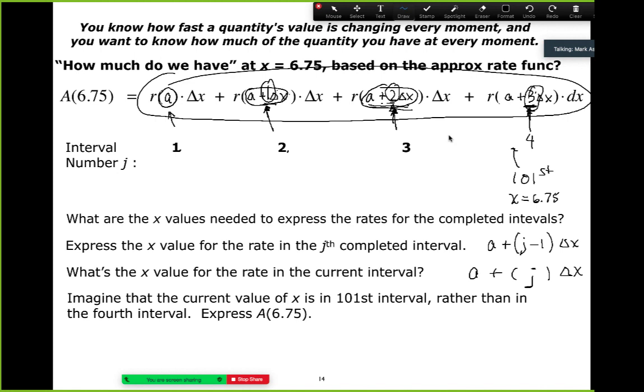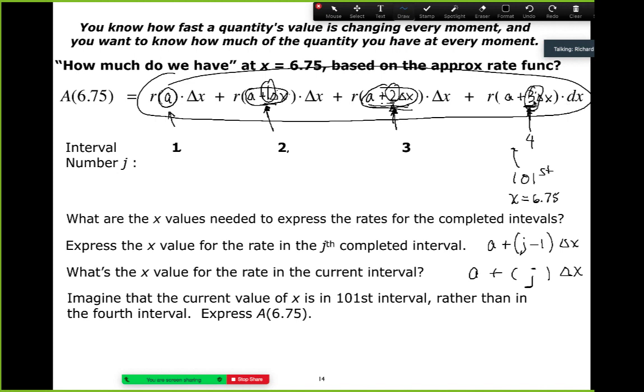Will there still be 3 things we're adding here plus this one? We're going to be adding a total of 101 things. So be more specific. What are the 101 things we're going to add up? It would be r of a times delta x, plus r of a plus delta x times delta x, plus dot dot dot, plus r of a plus 100 delta x times delta x, and then the last one would be r of a plus... 101 right here? No, I agree. This is the 101st interval, but the left side is the 100.